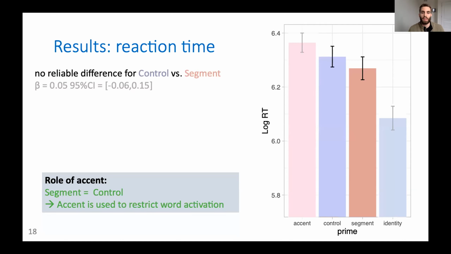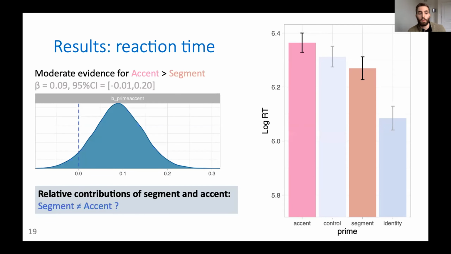And finally, we can compare accent primes to segment primes explicitly. The difference between these two prime types is not as reliable as the difference we saw between segment and identity primes. However, with the Bayesian analysis, we're in a position to quantify our certainty about this effect, which you can see again in the posterior distribution, where the bulk of the estimate is a positive non-zero value. That is, the model is fairly certain. We can say about 93 or 94% certain that the accent primes show increased log reaction times relative to segment primes, as you see additionally in the bar plot.